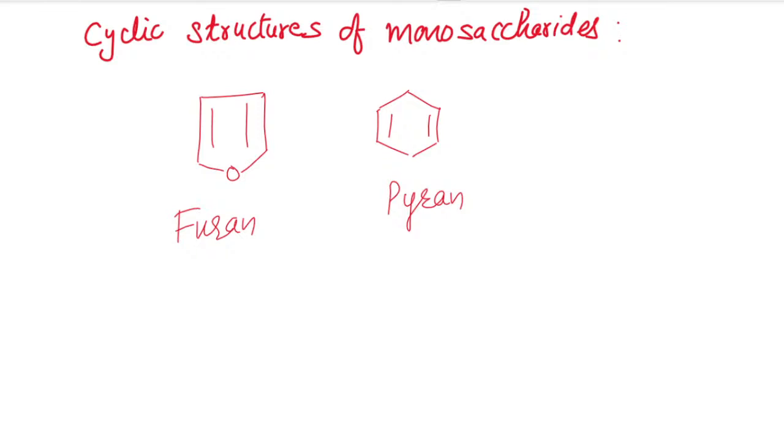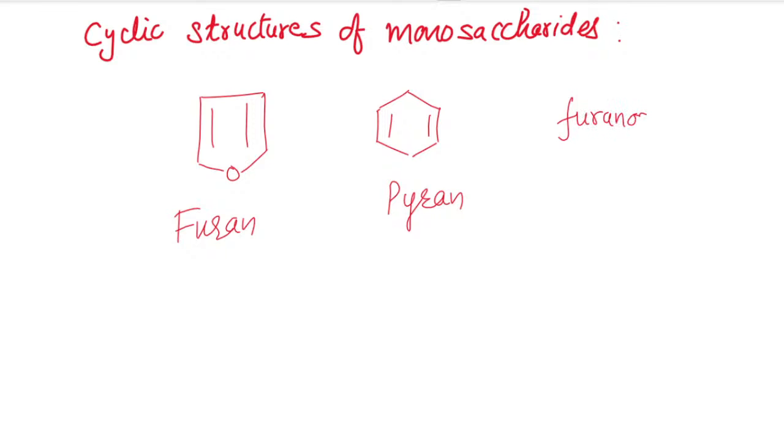Therefore, any one of the OH group, usually C4 or C5 in aldohexoses and C5 or C6 in ketohexoses, may combine with the aldehyde or keto group to form the intramolecular hemiacetal or hemiketal. That is why monosaccharides have 5 or 6 membered rings. Okay. So 5 membered ring containing one oxygen atom, because of its similarity with furan, they are called furanose form.